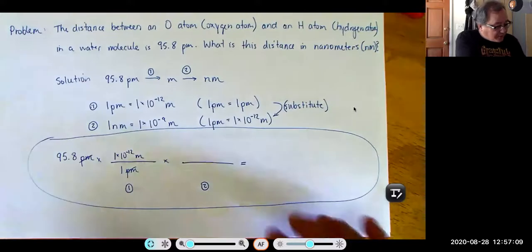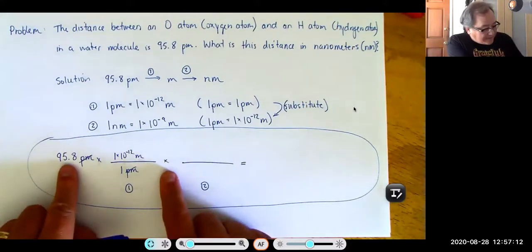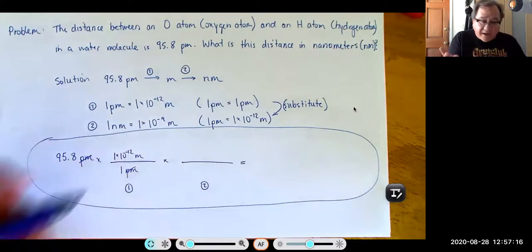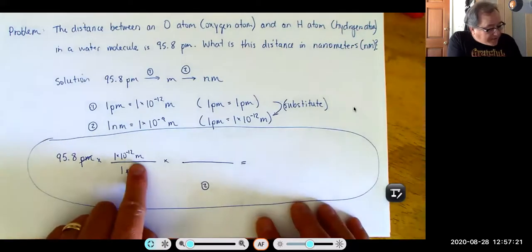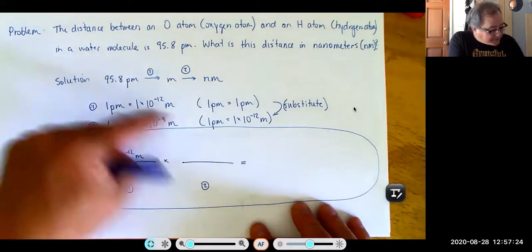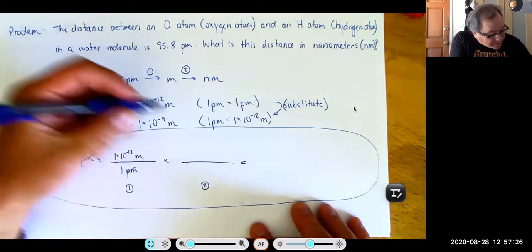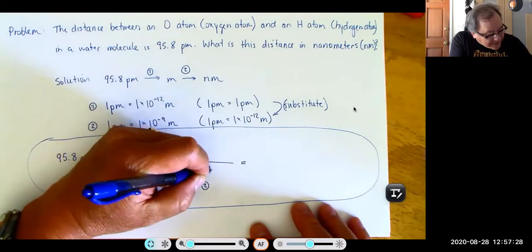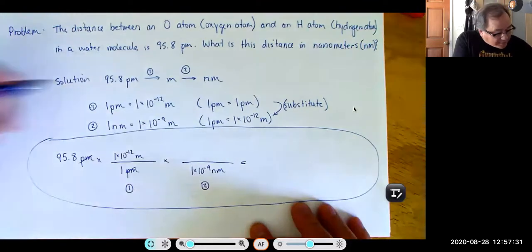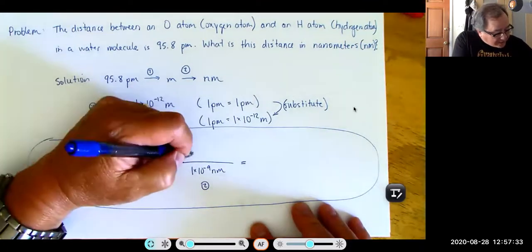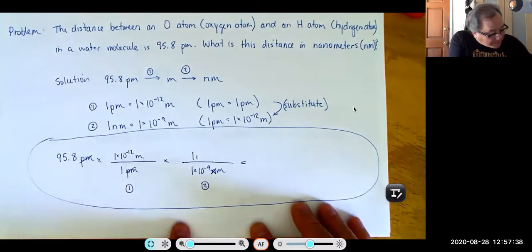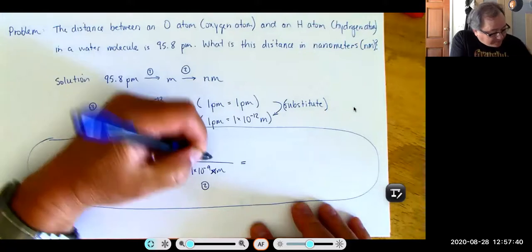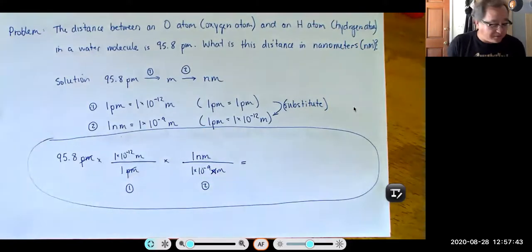So this would be converting from 95.8 picometers to meters. If I stopped there, I'd be done and I'd have it in meters. But I don't want meters. I want to get rid of that meters, but I want to get nanometers. So that means I'm going to put my 1 times 10 to the minus 9 nanometers on the bottom, and I'm going to put my 1, oops, excuse me, I screwed that up. Do you see that? Got to be careful. I'm going to put my 1 nanometer on top, and that allows us to complete the conversion.